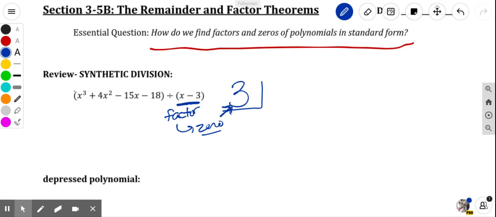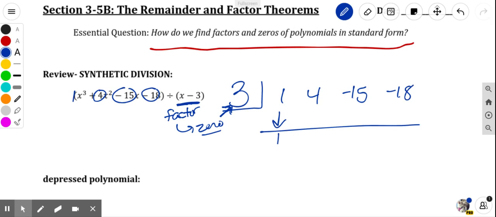Then you put all the coefficients of the polynomial. So we're going to have 1, 4, negative 15, negative 18. You draw a line, then you drop the first number below the line, and you multiply and add, multiply and add, and keep going until you're at the end. So 3 times 1 is 3, 4 plus 3 is 7. 3 times 7 is 21, negative 15 plus 21 is 6. 3 times 6 is positive 18. Then you add those together and you get 0. Remember, when you have a remainder of 0, that means that x minus 3 is a factor of the polynomial.